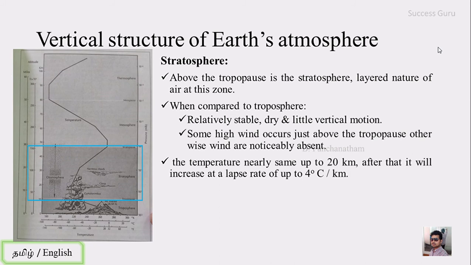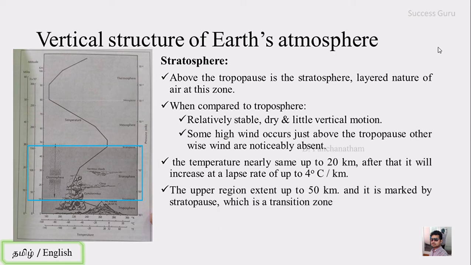And the temperature is nearly the same up to 20 kilometers, say from 15 to 20 kilometers. After that, it will increase at a lapse rate of up to 4 degrees Celsius per kilometer. So in the troposphere what you saw is a drop in temperature, and in the stratosphere you can see a rise in temperature. The upper region extends up to say 50 kilometers, and it is marked by the stratopause, which is a transition zone.